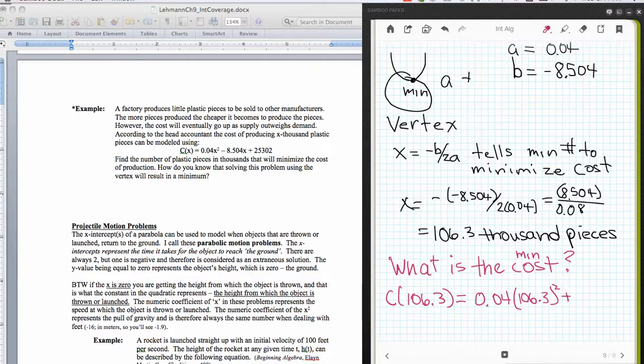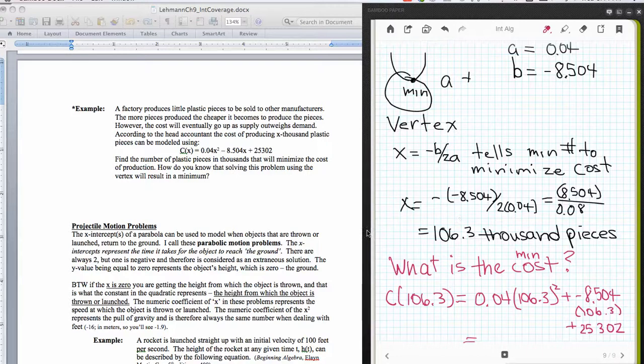And all I have is my really little calculator, so I'm not going to even calculate this for you, but I'm just going to write it down so you could do that on your own. So that's negative 8.504 times 106.3, and then finally plus 25302. That value, once you calculated it out, would give you the minimum cost for producing the number of pieces.